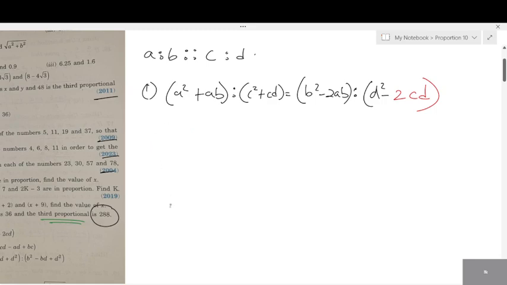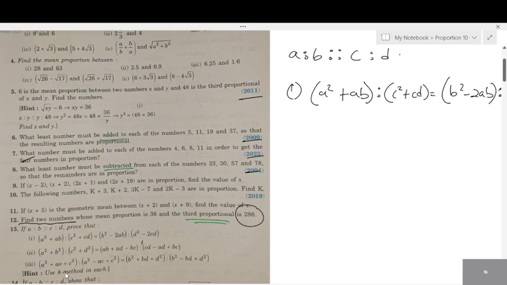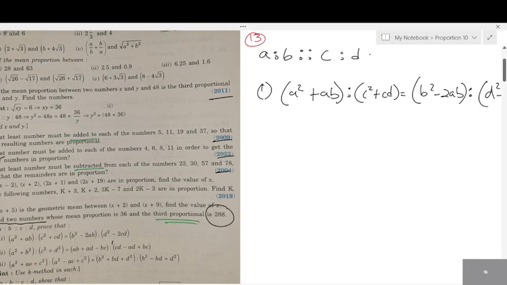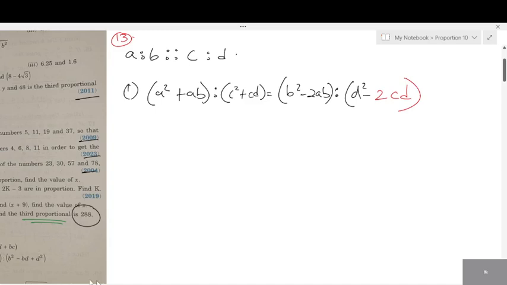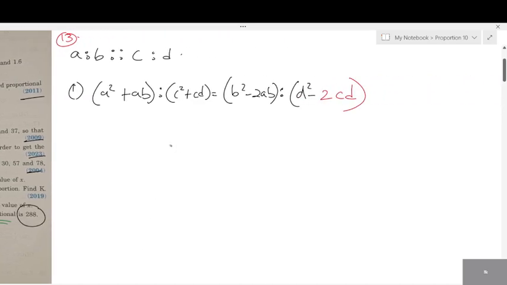Fine. Here these four are proportionate. If A is to B is proportionate to C is to D. Which one is this? 13th question. If they are proportionate, we need to show this calculation that these four are proportionate. Prove that the left hand side is equal to the right hand side.